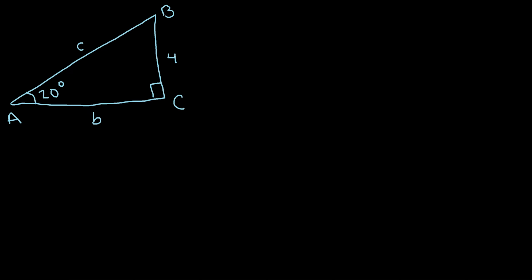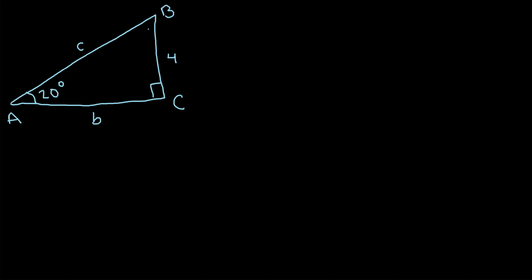All right, let's try one more example. Let's say we're given this triangle where we're told one of the side lengths, so this side length is 4, and we're told this angle is 20 degrees and this is a right angle, so it's equal to 90 degrees. So let's figure out what all of the angles are and what all of the side lengths are.